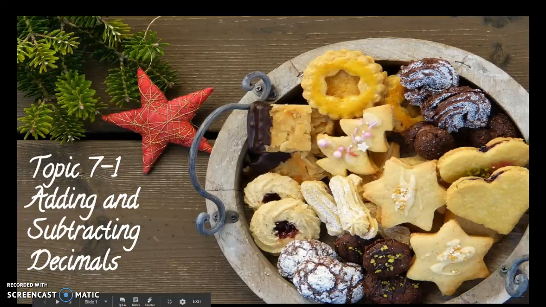Alright, so in this section we're talking about how to add and subtract decimals and numbers that have decimals in them, and why it's important to know.